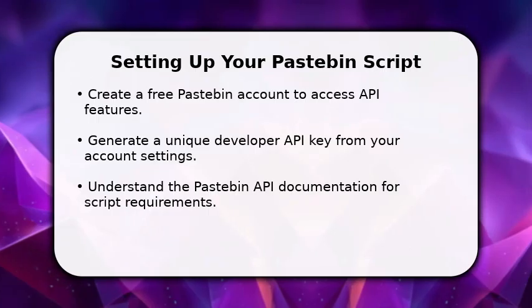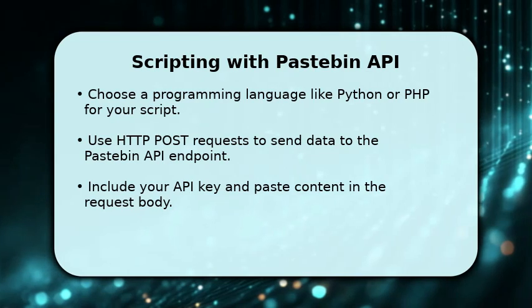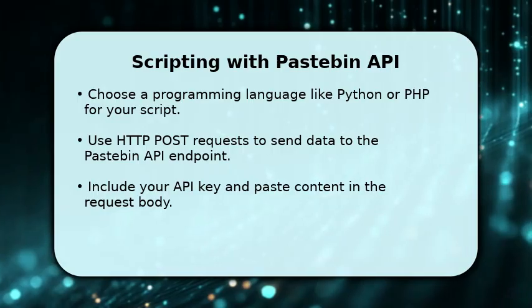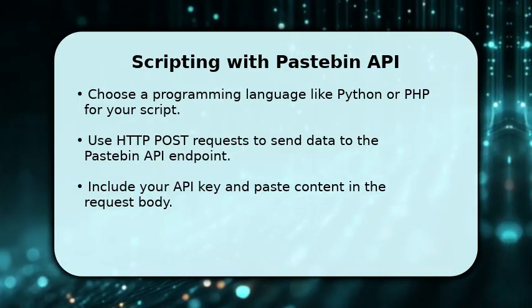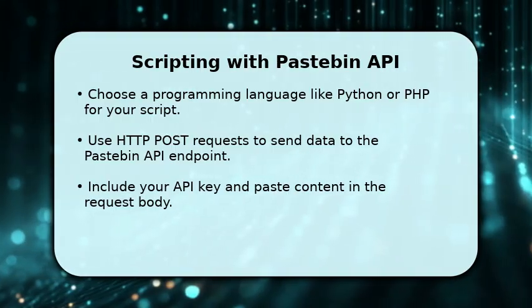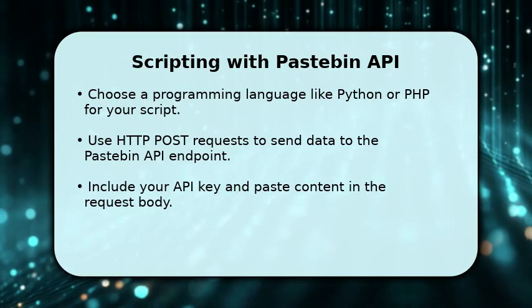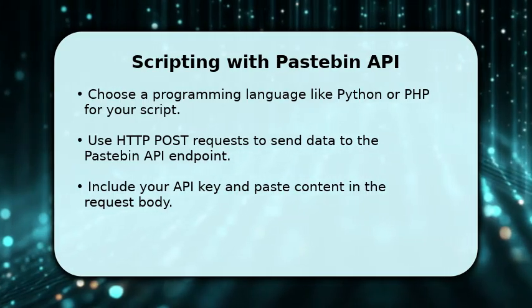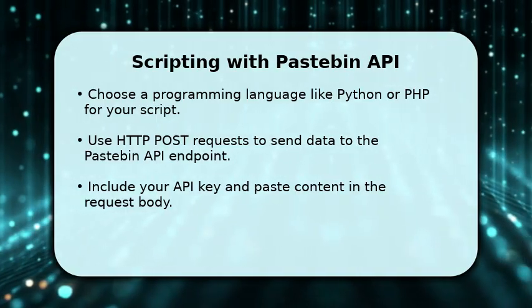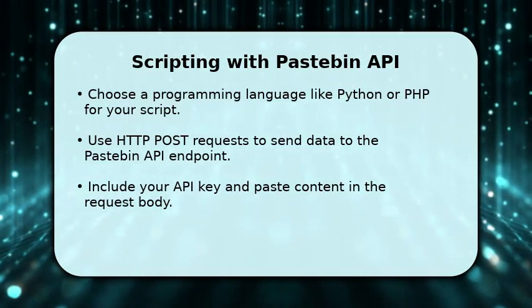Familiarize yourself with the API documentation for specific requirements. To begin scripting, select a programming language such as Python or PHP. Your script will interact with the Pastebin API using HTTP POST requests. The primary API endpoint is typically https://pastebin.com/api/api_post.php. In each request, you must include your developer API key and the actual content you wish to paste. These elements are sent within the request body as form data.